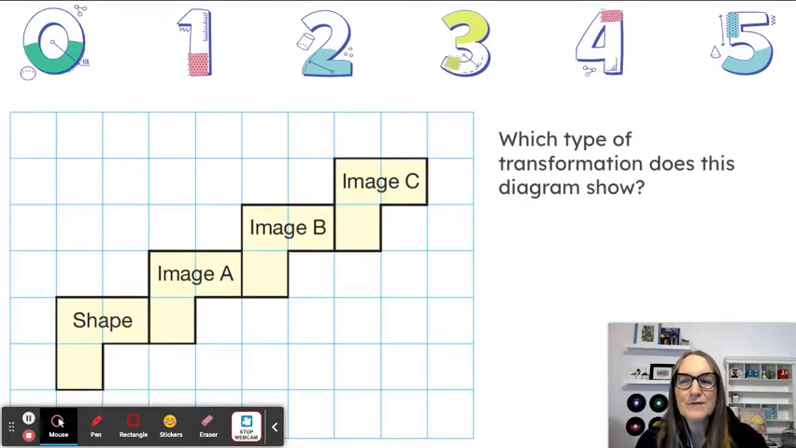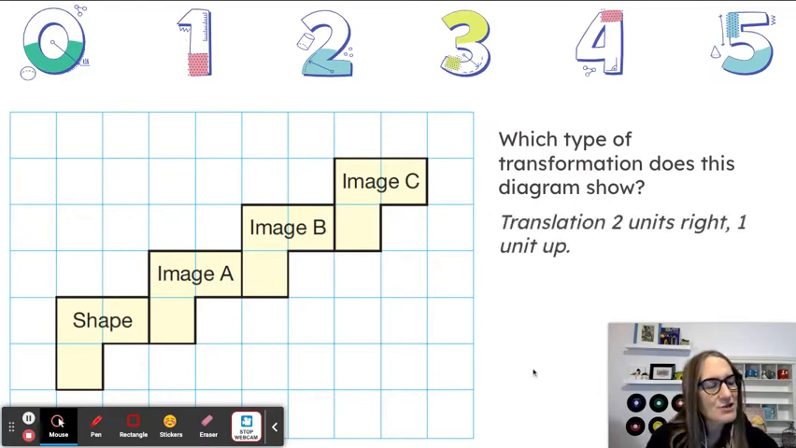Which type of transformation does this diagram show? Take a second and think about it. We start with a shape, and then we show image A, image B, and image C. What kind of transformation is this showing? It's a translation, and specifically 2 units right, 1 unit up.